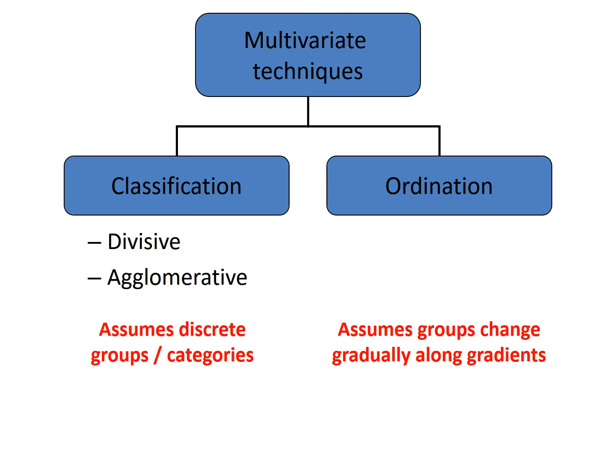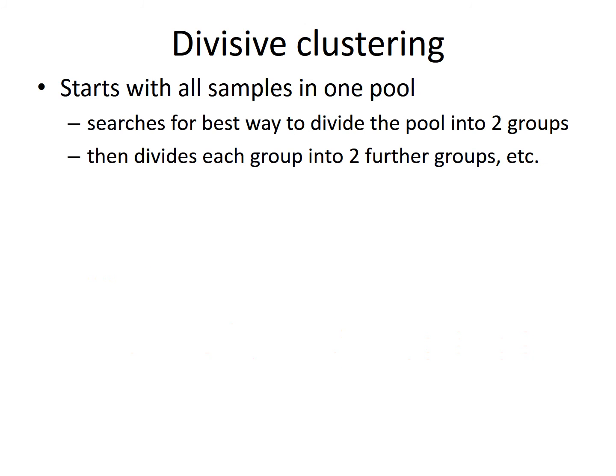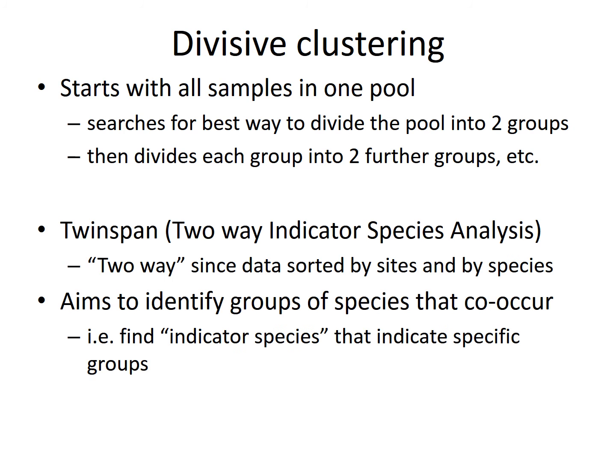Okay, so let's start with classification, and particularly with classification by so-called divisive clustering. And here essentially you start with all your data in one big pool, and then you divide your data into two groups, and then those two groups are divided again. The idea being that this continues until you've got groups of species which are strongly clustered together. Now, typically this has been done in the past using TWINSPAN. That stands for two-way indicator species analysis. A two-way just means that you can rearrange your data by site and by species.